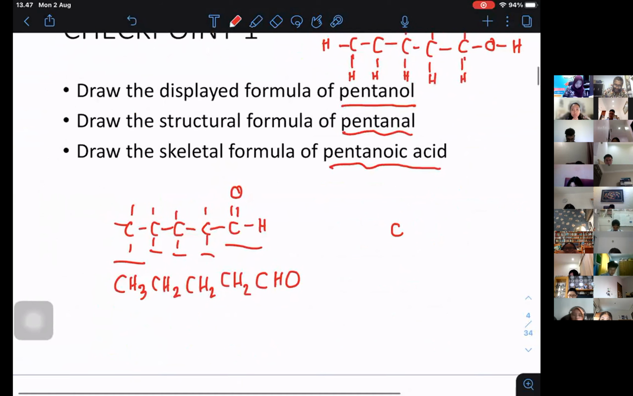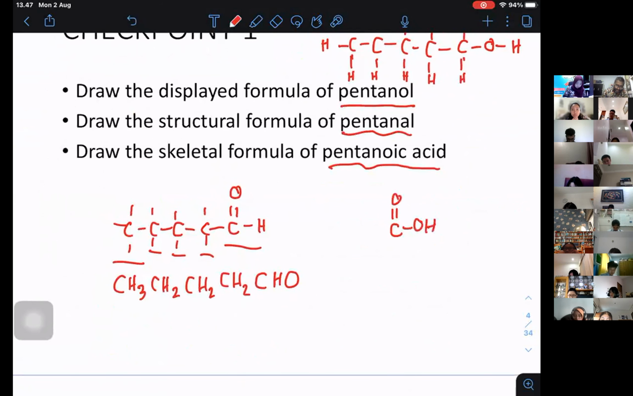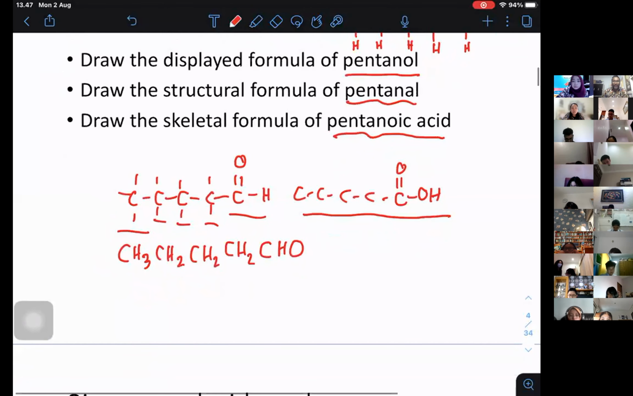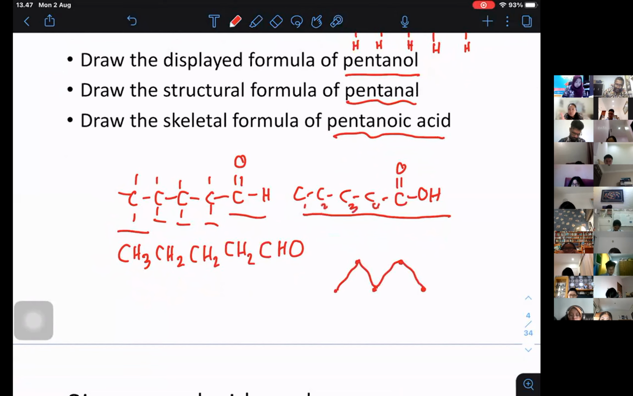Okay, so I draw first the pentanoic acid, which has 5 carbons. Now I want to draw the skeletal formula. You have all these 5 carbons, so I told you, you put 1 dot, 2, 3, 4, 5: carbon number 1, carbon number 2, 3, 4, 5. The last carbon has a double bond O, and it also has OH. So the OH, you can put it like this.